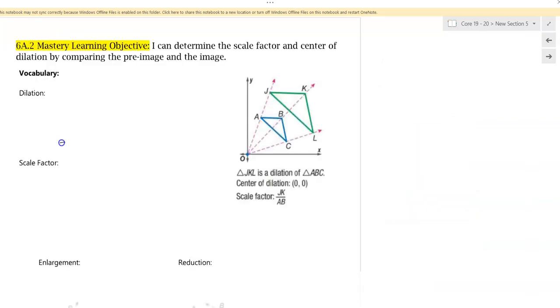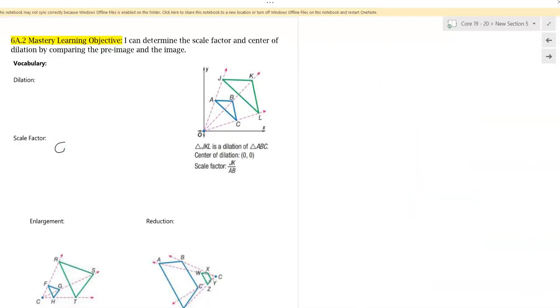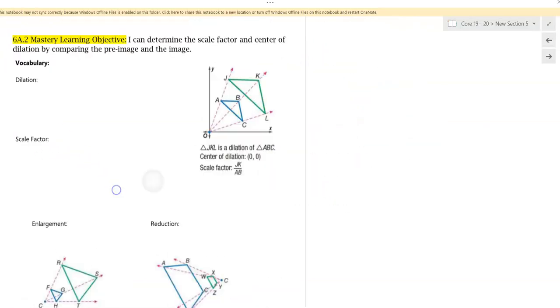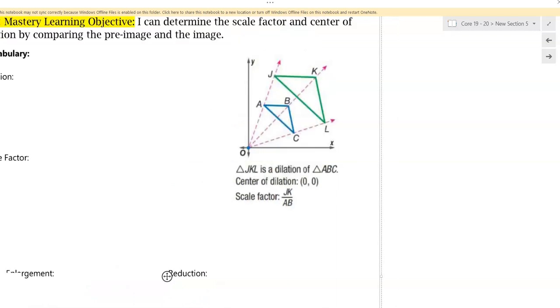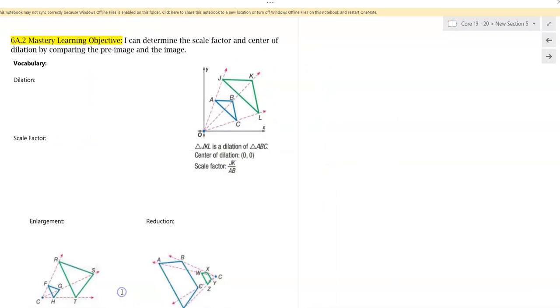A dilation is a... try that again. So a dilation is a transformation. Sorry, this is being annoying. Let's see if I do this, if it will stop.